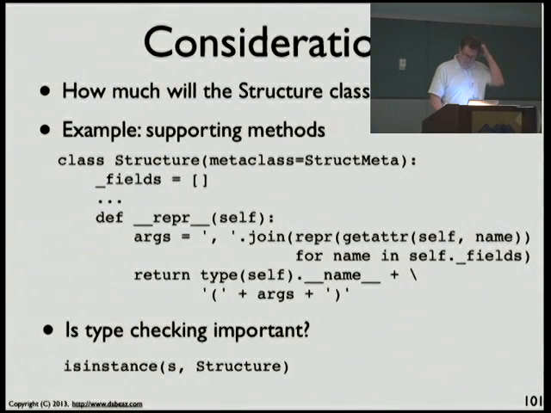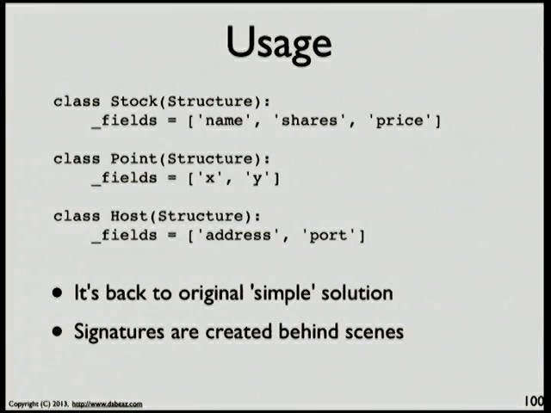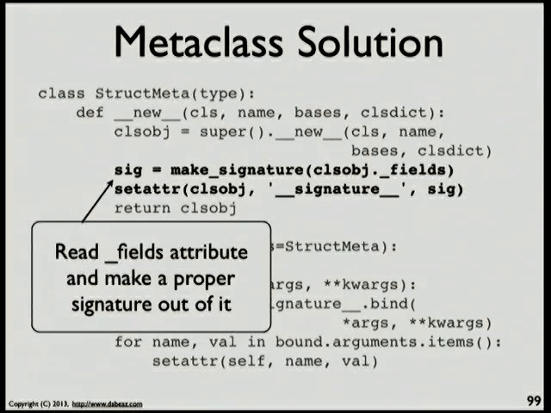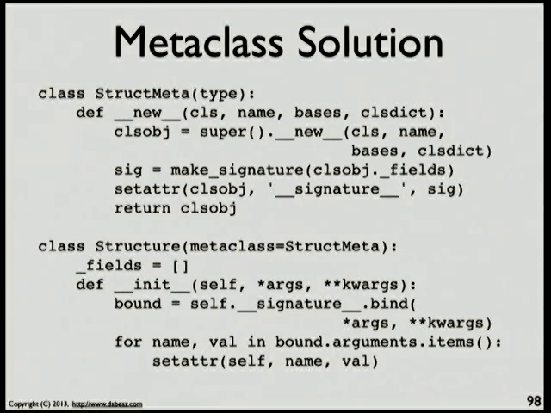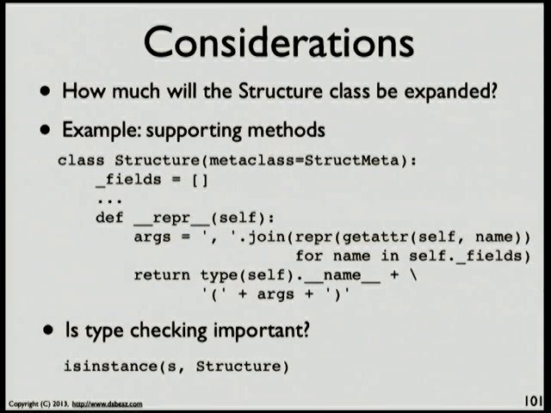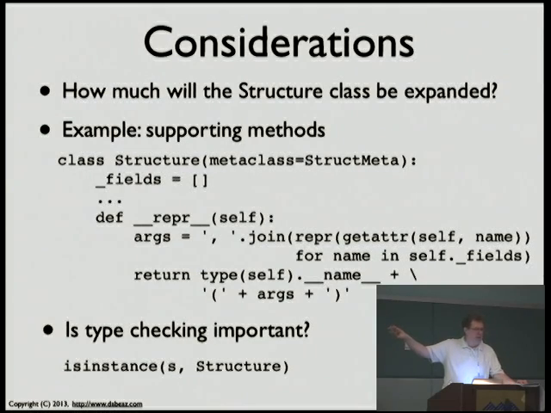That's one thing. One other thing I would mention with some of this metaclass stuff. Let me go back to this decorator thing. One thing with decorators versus metaclasses is how much stuff you are going to put into a base class. If you're going to expand the structure class to have lots and lots of functionality, like maybe repr methods or type checking or anything like that, that actually might be an argument for doing some of the metaclass stuff.